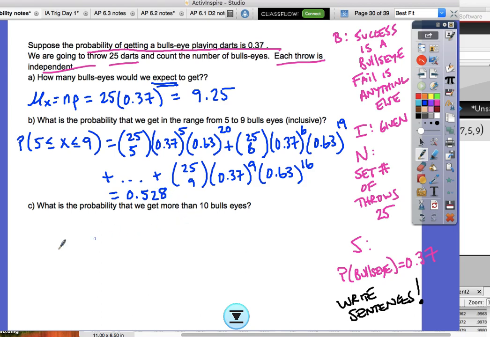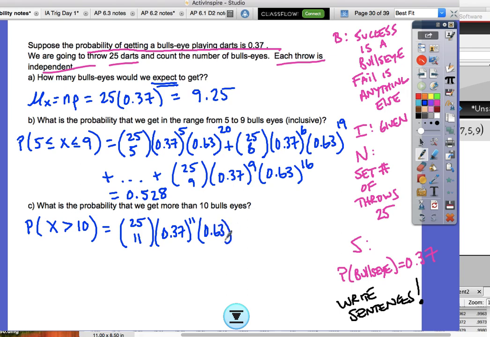Okay, what's the probability that we get more than 10 bullseyes? So the probability that I get strictly more than 10. Here's where you have to be careful. The lower bound is not 10. I need to be strictly more than 10, so my lower bound would be 11. But I'm going to structure it the same way. So it'll be 0.37 to the 11th power, 0.63 to the 25 minus 11.